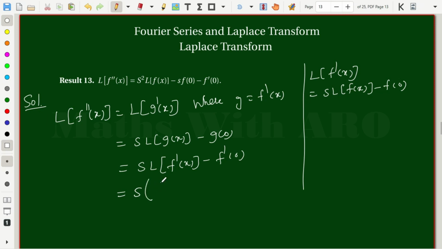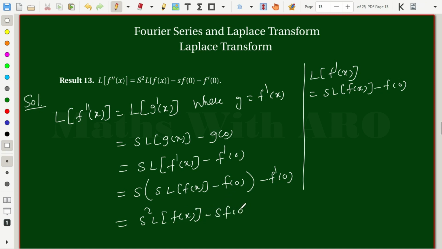So s into, once again s into Laplace of f of x minus f of 0, minus f dash of 0 அப்படின்னு கிடைச்சிடும். Just இதை expand பண்ணோம் அப்படின்னா, we get the result s squared into Laplace of f of x minus s into f of 0 minus f dash of 0. இதுதான் ப்ரூவ் பண்ண வேண்டிய result, is over. Thank you.